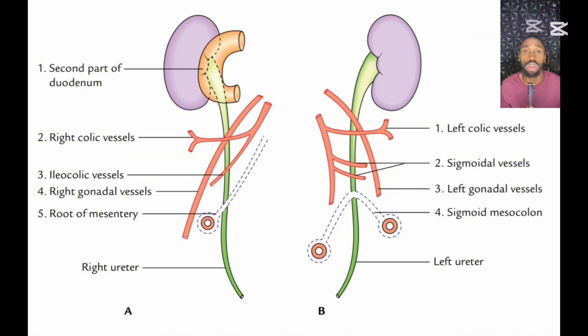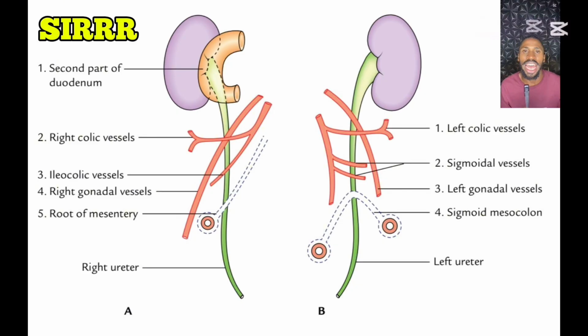For the right ureter, don't forget the mnemonic SIR, SIR raised to power 3. So SIR with a triple R. Now what is S? Second part of the duodenum. I, ileocolic vessel. The first R, the root of the mesentery. The second R, right testicular or ovarian vessel. The third R, right colic vessel.